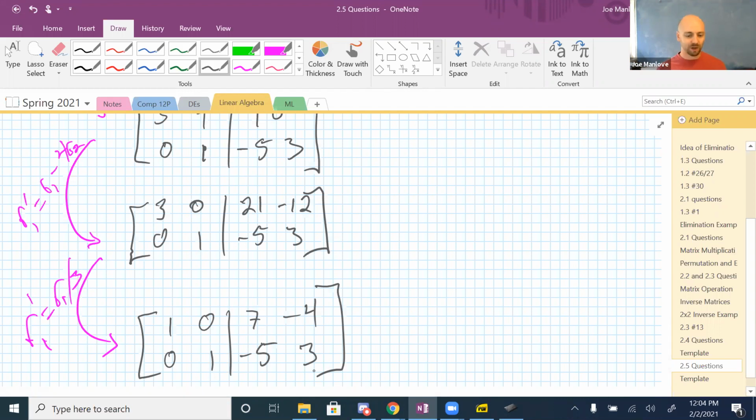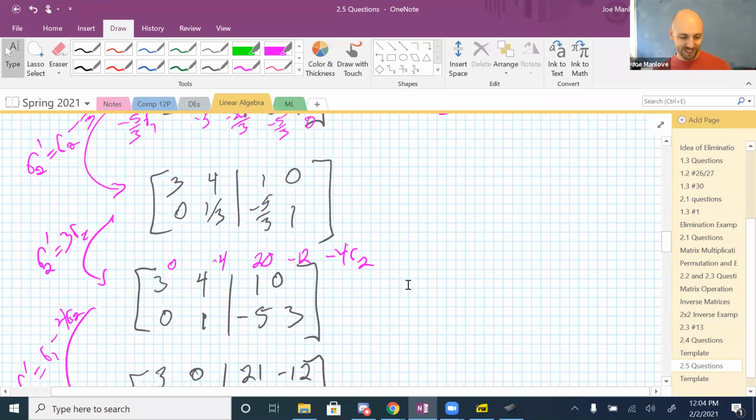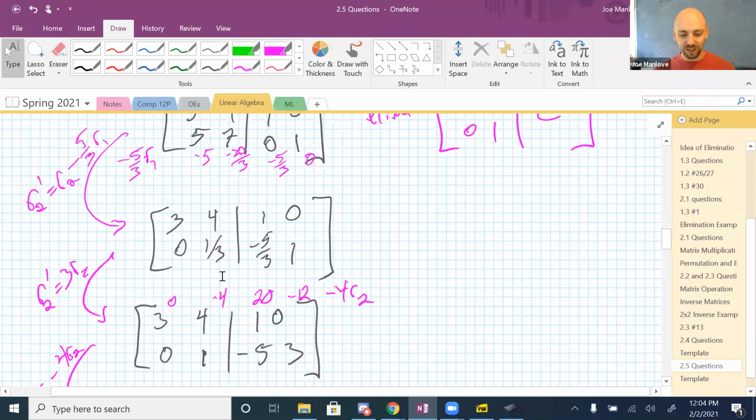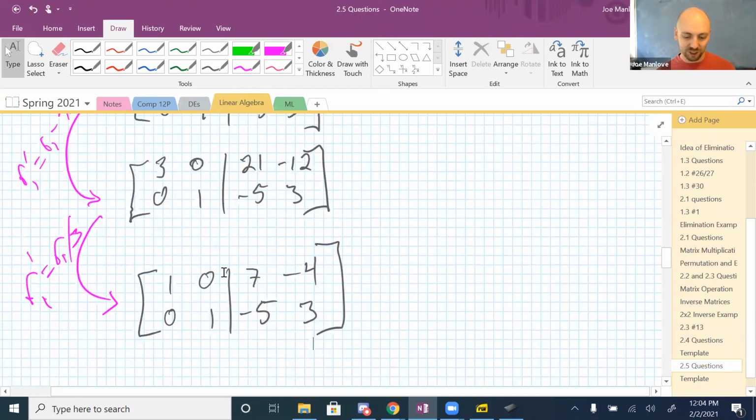Okay, what's my last step here? Label A inverse. Good. I'd probably label C inverse since the matrix I started with was called C, but you know, that's especially important in here because there actually was a different matrix A. All right, so in this case, I'm going to label C inverse, and I'm going to say C inverse is 7, negative 4, negative 5, 3.